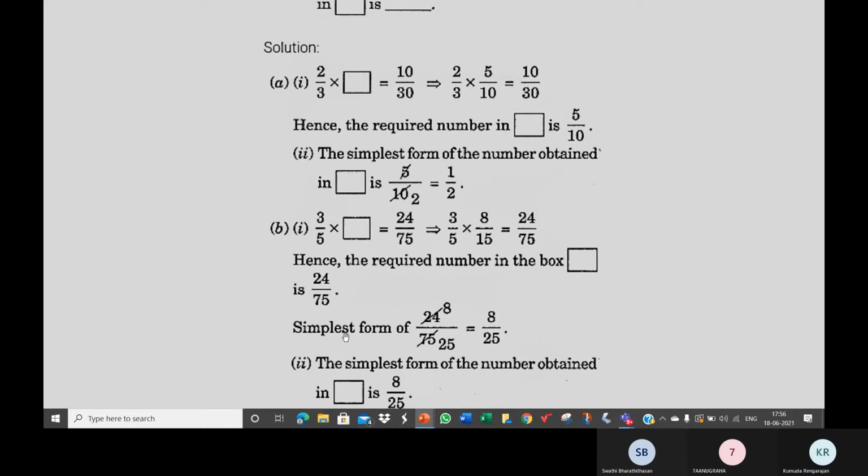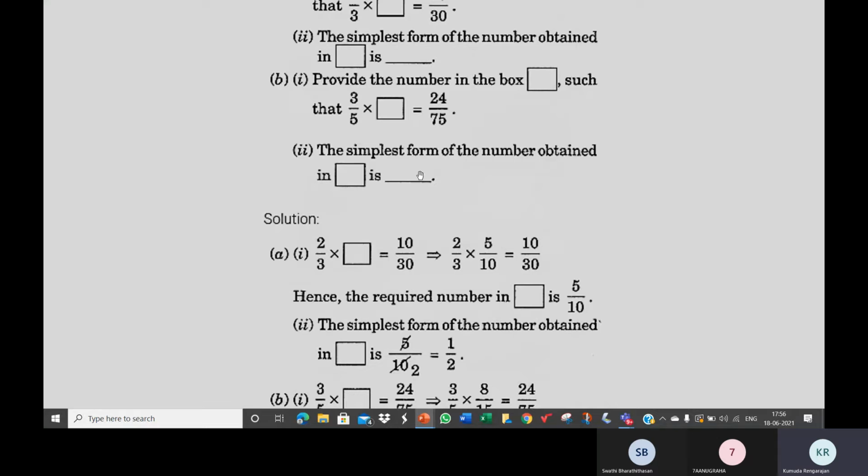Yes, ma'am. Now what is the simplest form? Here also, they've not taken the right fraction. We should find the simplest form of which one? Ma'am, of 8 by 15. See here, the question is to provide the number in the box. The number in the box is 8 by 15. The simplest form of the number obtained in the box is 8 by 15.